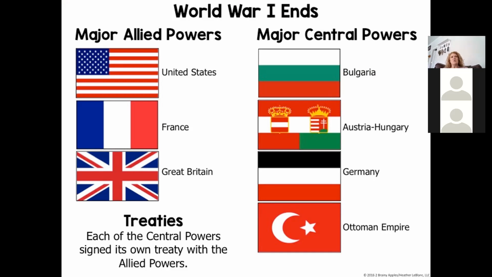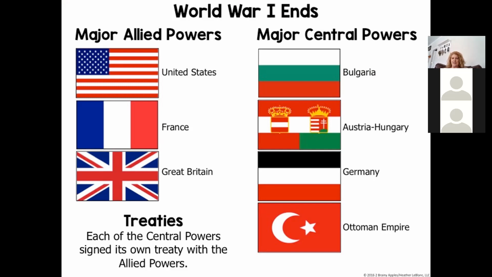Very late in the war, right around the time that things heat up with the United States, Russia goes through a major change in their country and a revolution. The communist revolution begins in Russia. And because of that, Russia gets a new leader and they want to pull out, and they make a separate treaty with Germany to pull out of the war.